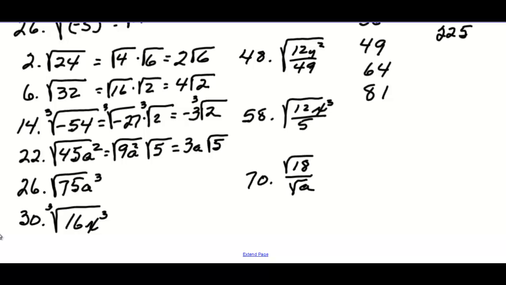In number 26, what we have here is the perfect square that divides evenly into 75. That's one that's pretty easy to pick up right away because 25 is a perfect square. So I know it's the square root of 25. And now a cubed is not a perfect square, but a squared is. What does that leave us? Well, it leaves us 3 and an a.